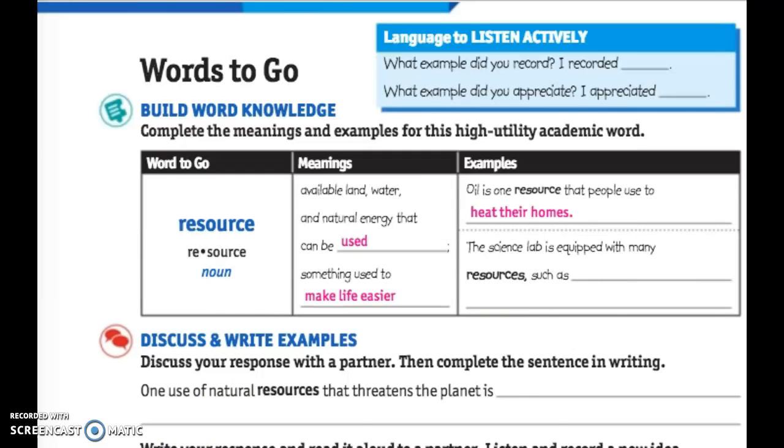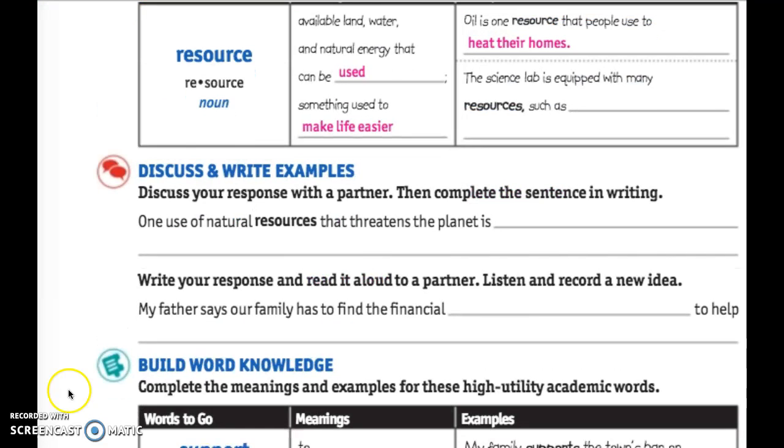Now let's go to the next section, discuss and write examples. So we're going to be using the word resource in this sentence here. It says one use of natural resources that threatens the planet is blank. So go ahead, I want you to repeat this to yourself. One use of natural resources that threatens the planet is blank. Now, you're going to fill out this blank here. After the word is, I'm going to need a verb plus ing, such as cutting.